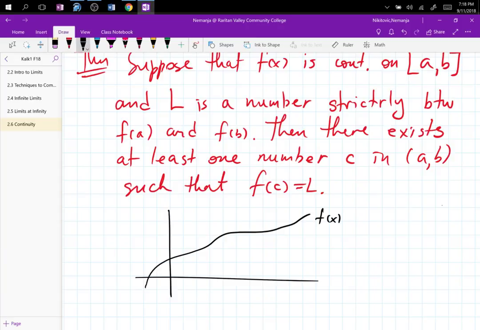This is our f of x. This is my a and f of a. And this is my b and f of b. Then finally, this is my L and C.